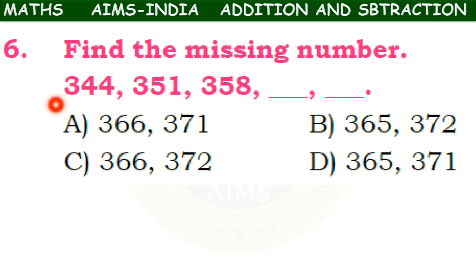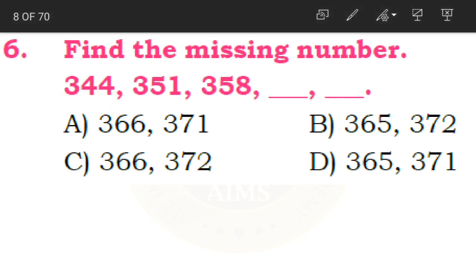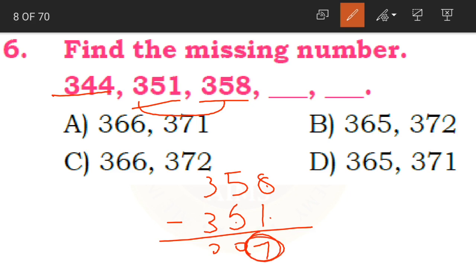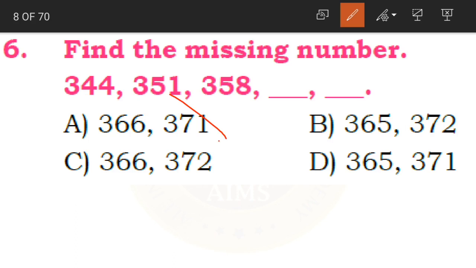Coming to question number 6, again find the missing number. 344, 351, 358. Need to find out the relation. 358 minus 351, 8 minus 1 is 7. What is the relation, children? 7. 7 is to be added. 7 is to be added to 351 to get 358. So in order to get the next number also, we should add 7.